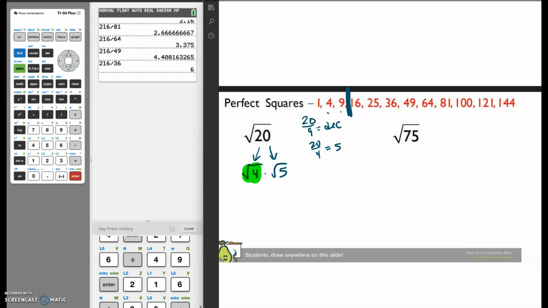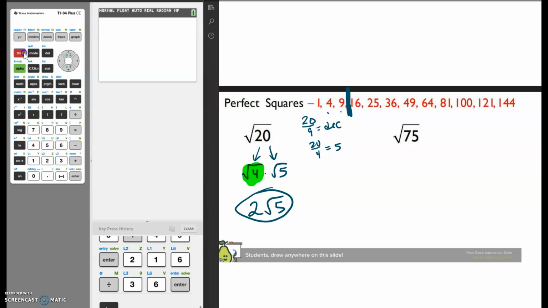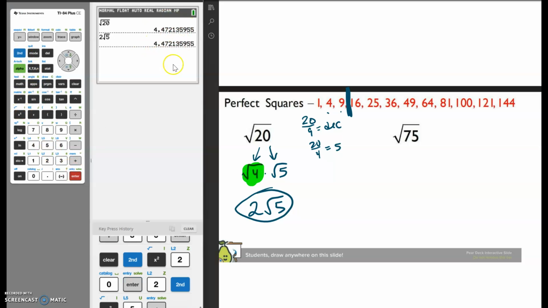And why do we do this? Because the square root of 4 can be simplified. We can take that out of a square root. The square root of 4 is 2. So the square root of 20 and 2 square root of 5 are the same thing, with 2 square root of 5 being the simplified answer. You could always use your calculator to double check that you didn't simplify anything incorrectly. You should always see the same result if all you're doing is simplifying, not solving.